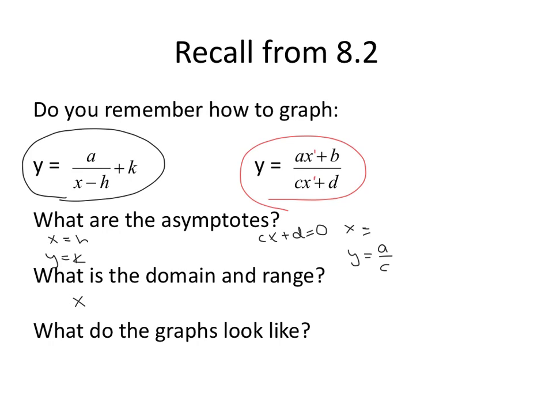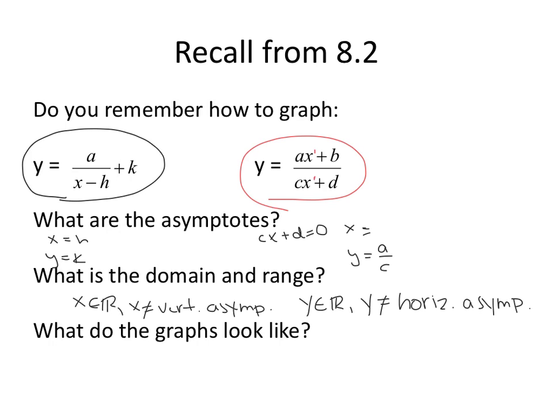So the domain and range for both of these is the same. X is an element of all reals where x cannot be where the vertical asymptote is. And then y is an element of all reals where y cannot be what the horizontal asymptote is. So what do these graphs look like? Remember that they had the shape where we have a couple of asymptotes, and then we have this shape going on in between them.